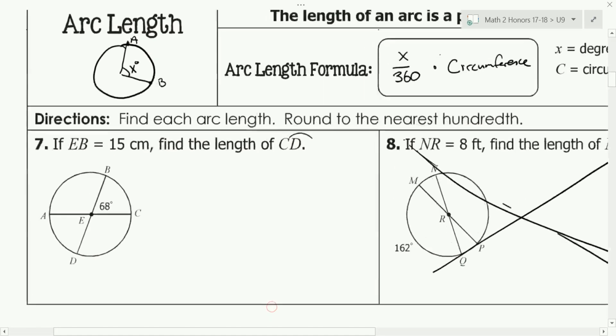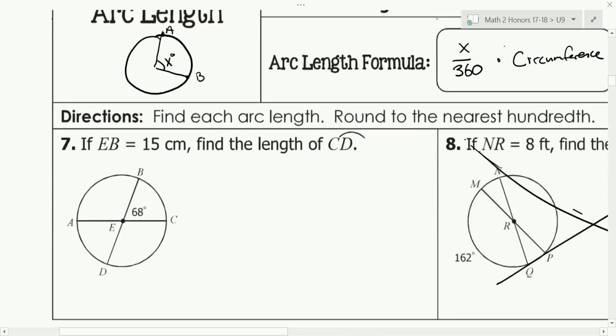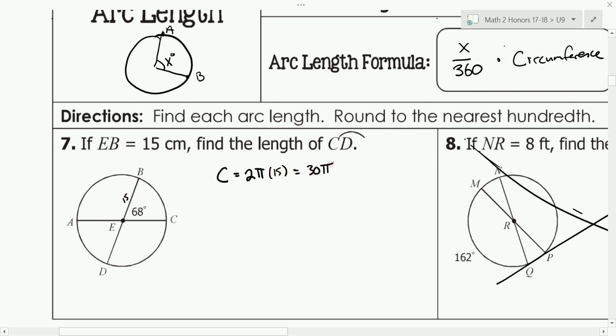April, can you share what you tried on number 7? Okay, so you found the circumference of the circle, so 2 times pi times r. What's r in this case? 15. That says EB is 15, so that's this length here. And so you get 30 pi for the circumference, okay?